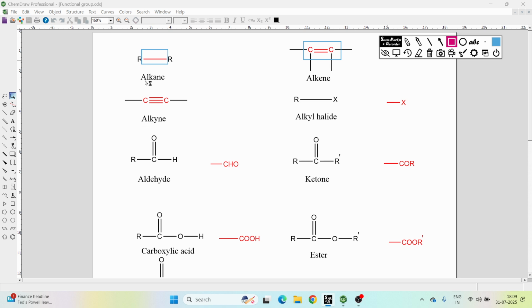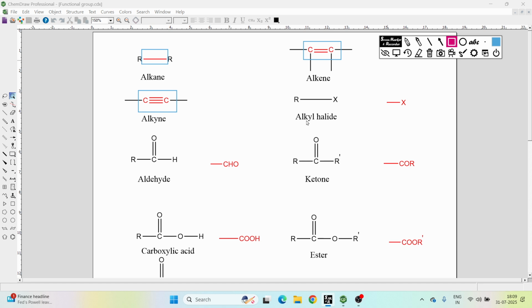When we speak about alkyne, then definitely the functional group has to be the carbon-carbon triple bond. So an alkyne will have at least one carbon-carbon triple bond. Similarly, an alkene will always have at least one carbon-carbon double bond. If you cannot see a carbon-carbon double bond, then this is not an alkene.